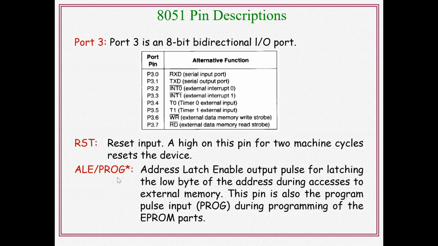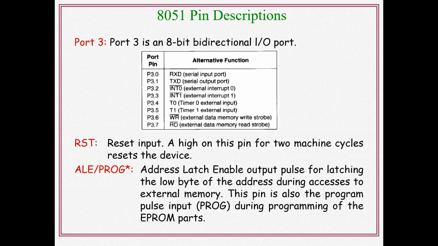Okay, next one is ALE or PROG bar. ALE, address latch enable, as the name itself says, is used to demultiplex the address and data bus. Already we discussed that the lower order address bus A0 to A7 is multiplexed with the D0 to D7 data bus. During memory access, for a read or write operation, we need the address bus and data bus separately. So we use the ALE signal. With the help of the ALE signal, we can demultiplex the address and data buses.